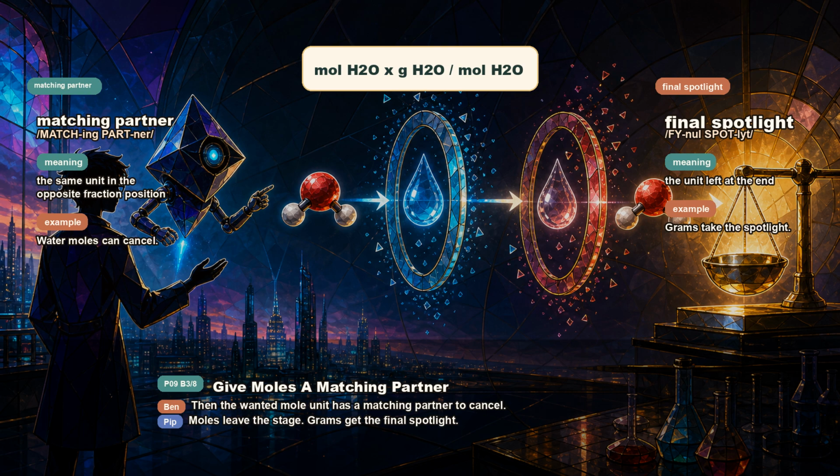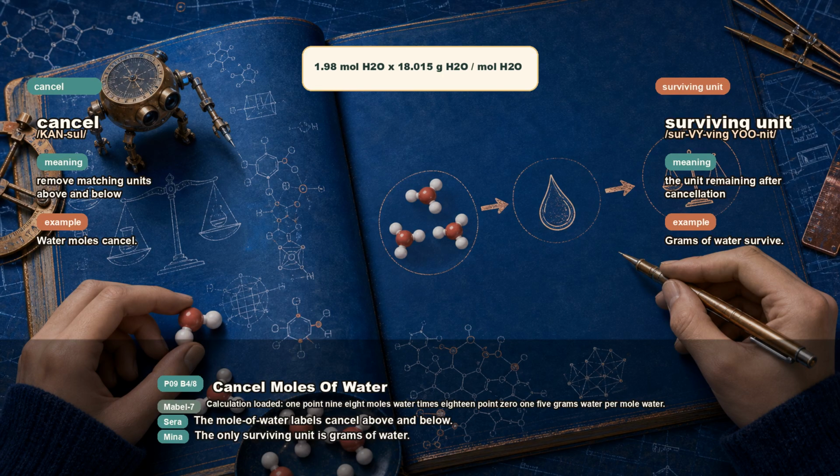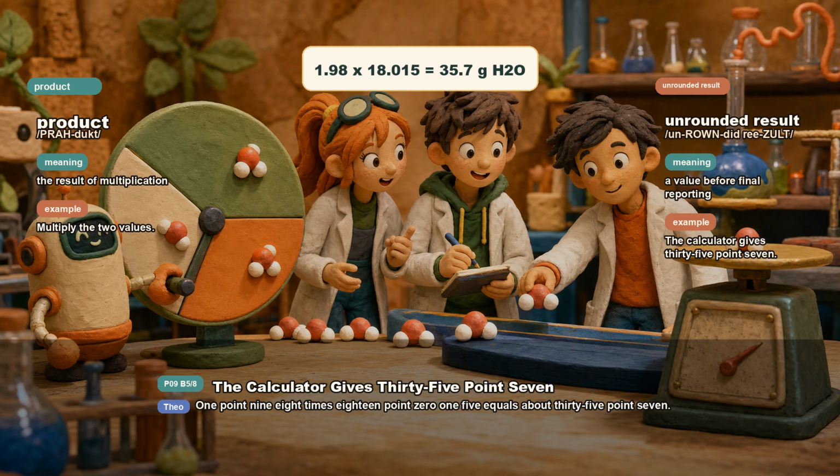Calculation loaded. 1.98 moles water times 18.015 grams water per mole water. The mole of water labels cancel above and below. The only surviving unit is grams of water. 1.98 times 18.015 equals about 35.7.